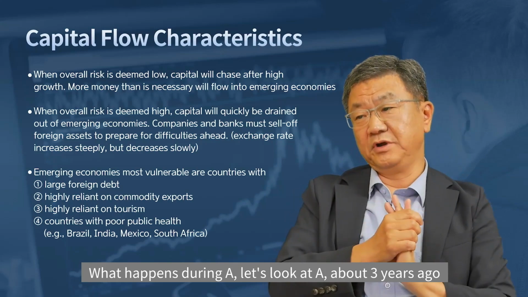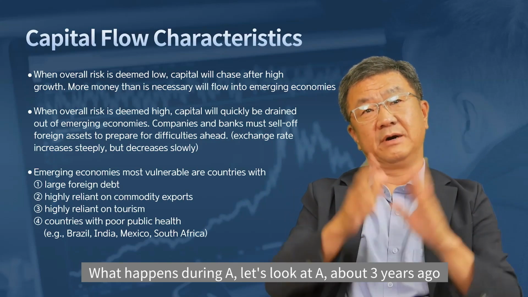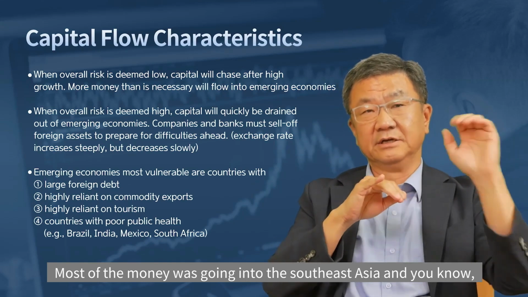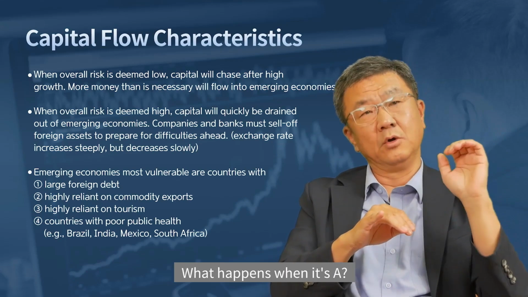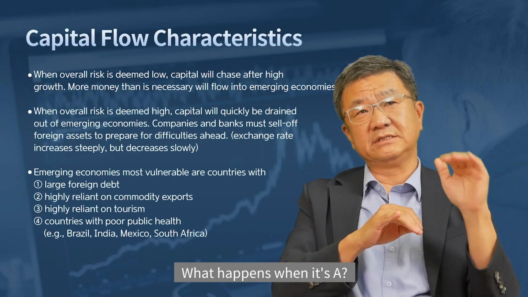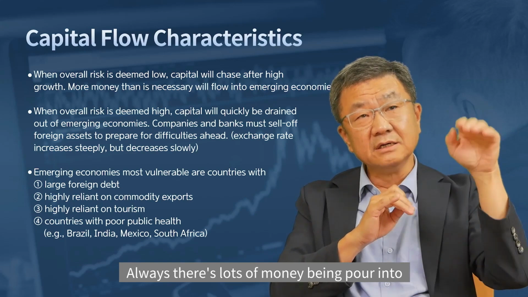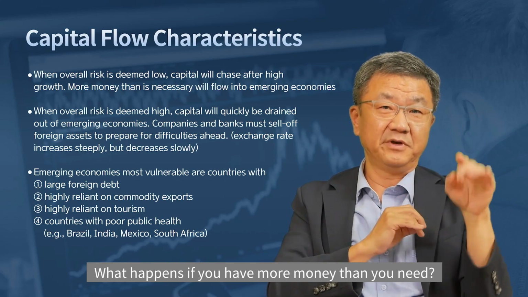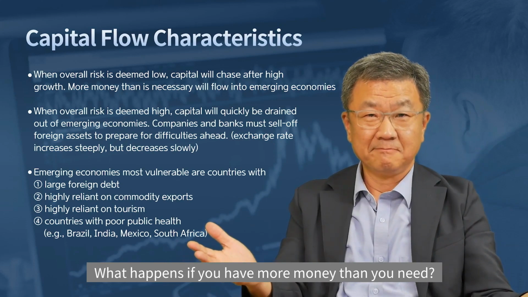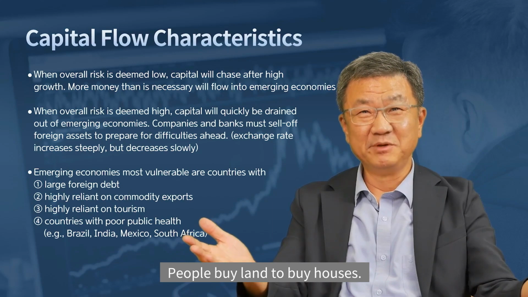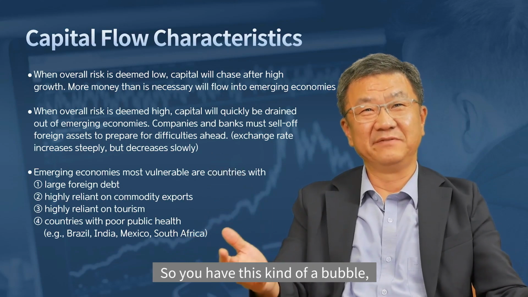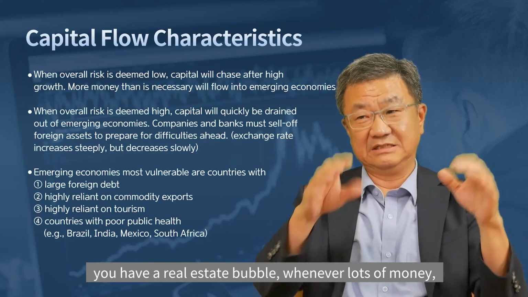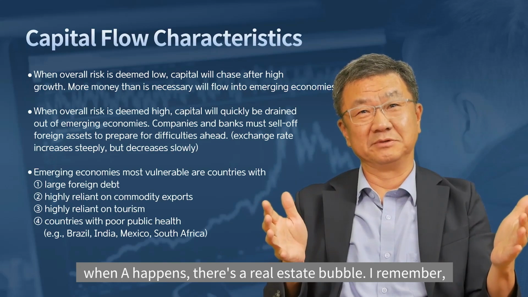But what happens during A? Let's look at A. About 3 years ago, most of the money was going into Southeast Asia, Latin America, Africa, and so on. What happens when it's A? Always there's lots of money being poured into these countries, more money than you need. What happens if you have more money than you need? People buy land, people buy houses. So you have this kind of a bubble, a real estate bubble. Whenever A happens, there's a real estate bubble.